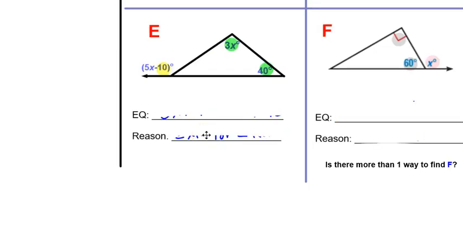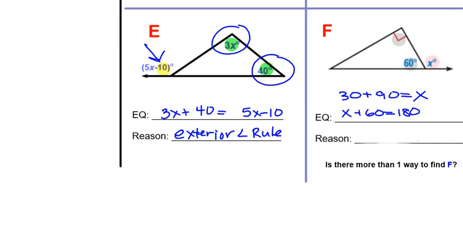All right, for E, notice that I have highlighted the green ones. Those are on the inside, and the yellow one is on the outside. So for this question, we did the exterior rule, and that exterior rule is where you add the two on the inside and equal it to the outside angle right there. So that equation looks something like that. 3x plus 40 equals 5x minus 10.